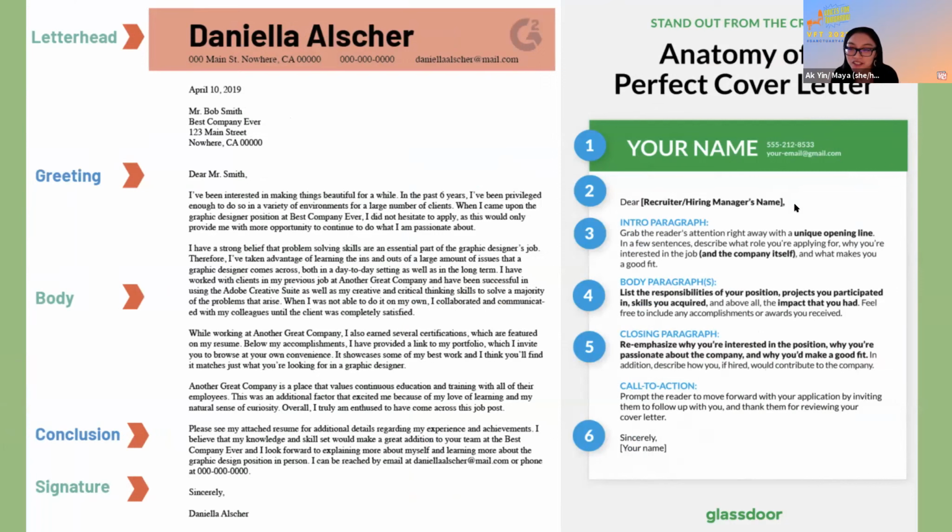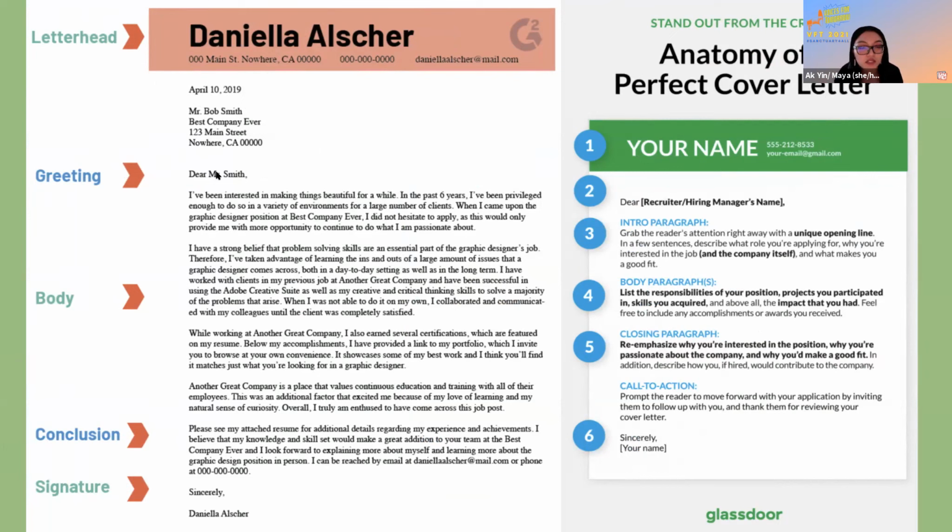So here is an example of a perfect cover letter. This is also from Glassdoor, and Glassdoor, as Tina stated, is A+. It also helps you know if a company is right for you in terms of fit. So I love Glassdoor. But anyways, this is an example. You see the letterhead with that person's name. You have the address of the hiring company, and you'll also have the date.